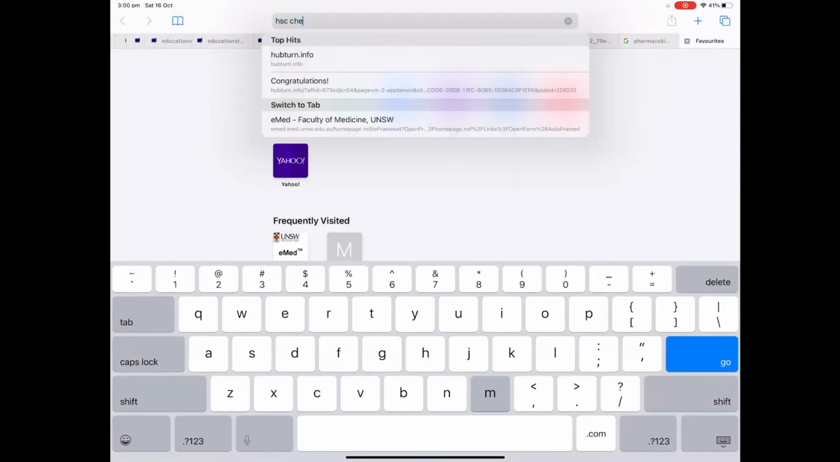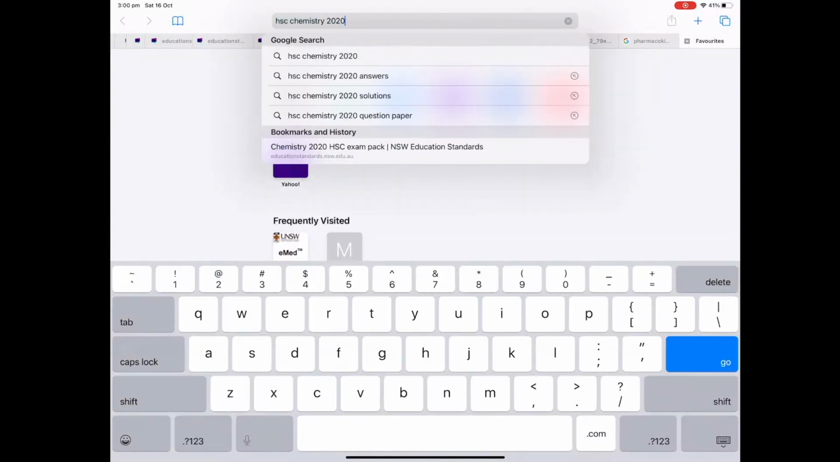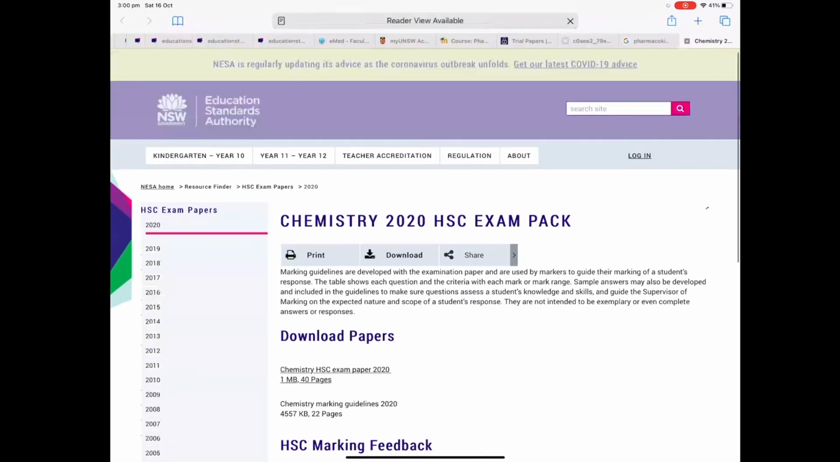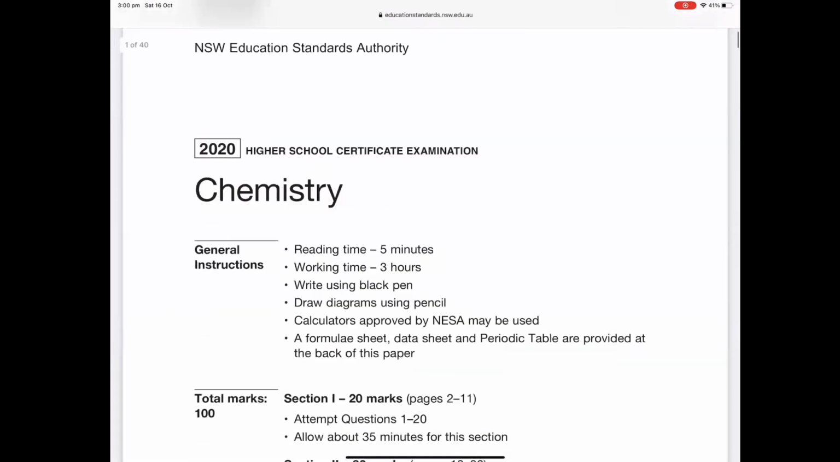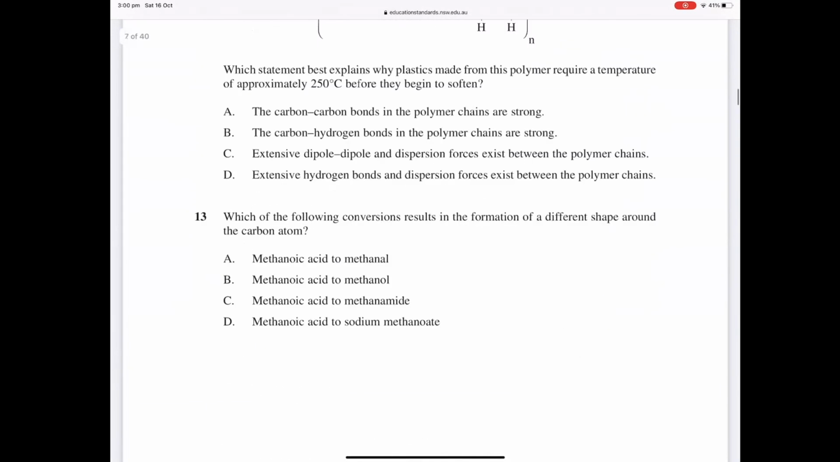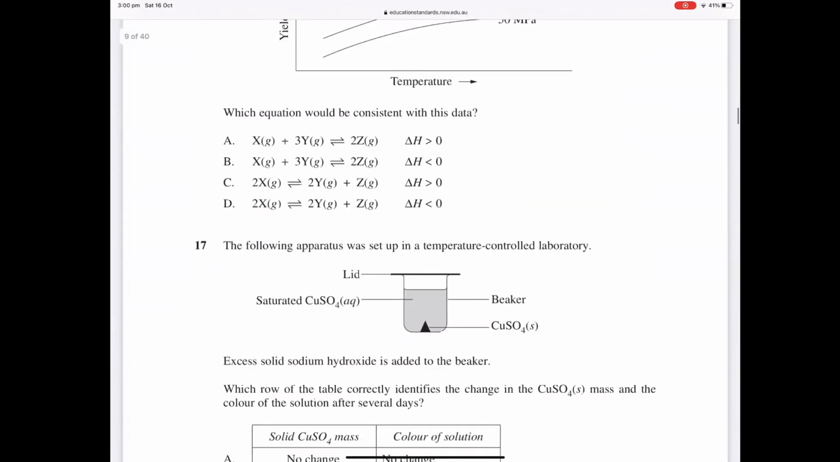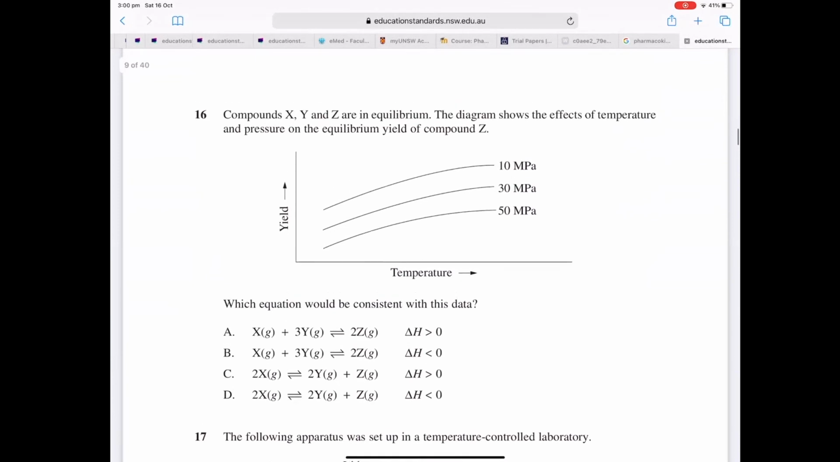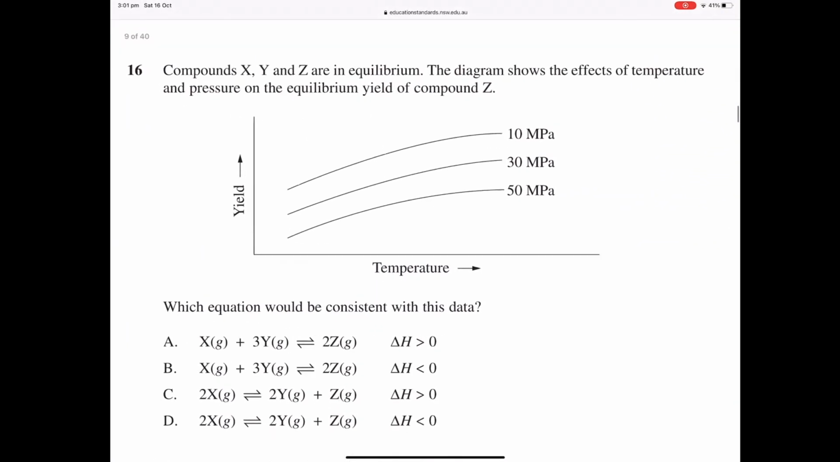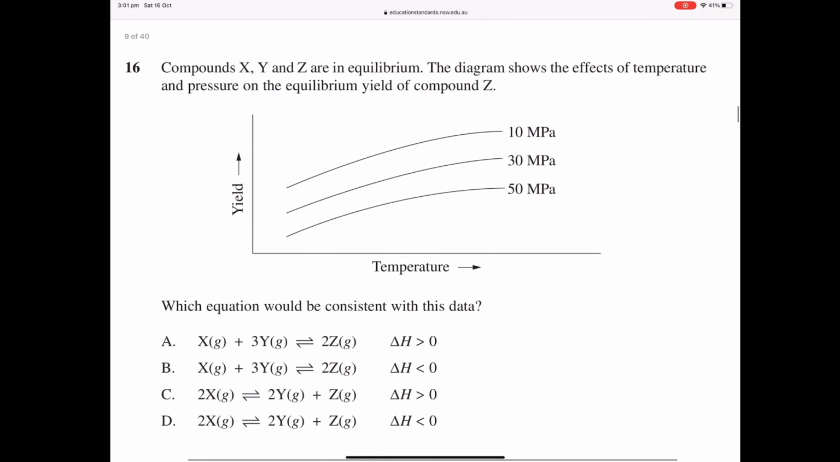So HSC Chemistry 2020. So have a look at the paper. I think I've shown some of you this paper previously. And here's one question you can try out. So again, apply the principles that you learned with me so far. And this will help you with this question.